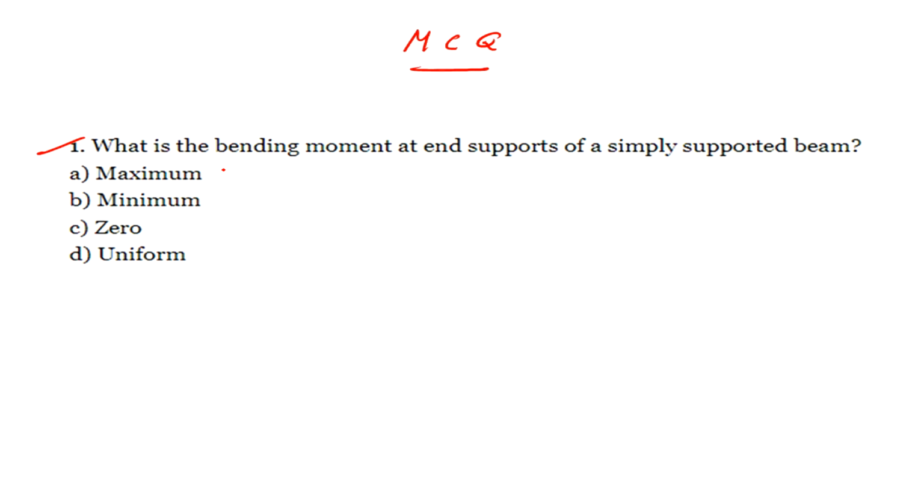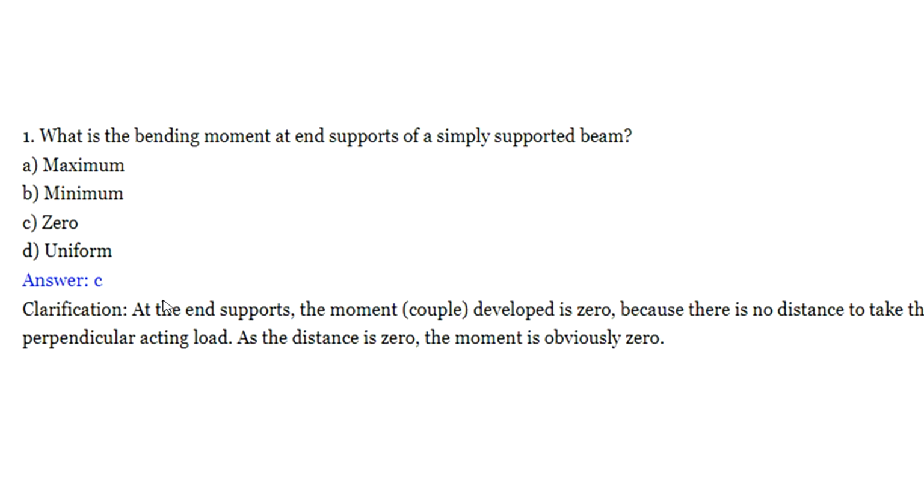So first one, what is the bending moment at the end support of a simply supported beam? So this is a simply supported beam. What will be the bending moment at the end support? The bending moment at both ends will be zero, because the bending moment will be force into distance. Here the distance will be zero, so the bending moment will be zero. The explanation: at the end support, the moment or couple developed is zero because there is no distance to take the perpendicular acting load. As the distance is zero, the moment will obviously be zero.